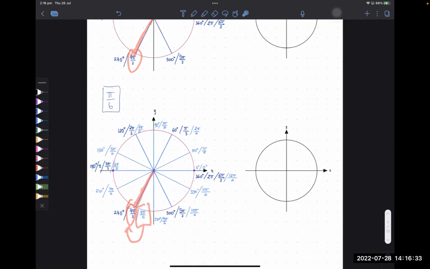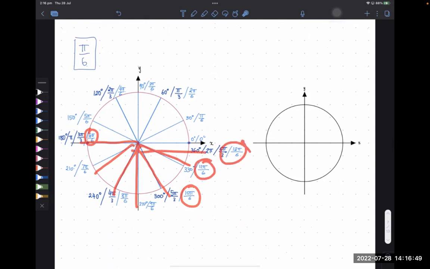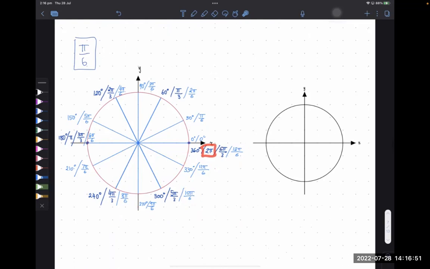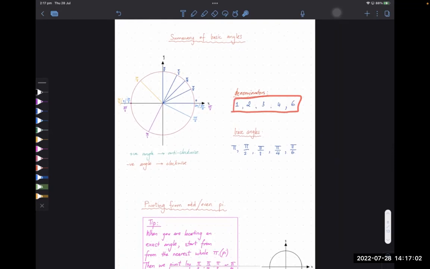You can simplify it. So this is where your understanding of fractions really comes into play. Once we get to 6 pi on 6, we can go 7 pi on 6, 8 pi, 9 pi, 10 pi on 6, 11 pi on 6, and then back to 12 pi on 6. Notice that 12 pi on 6 is the same as 2 pi. So once you get used to this, you probably realize that we have a few denominators that we work with: 1, 2, 3, 4, and 6. And these are what we call our base angles.